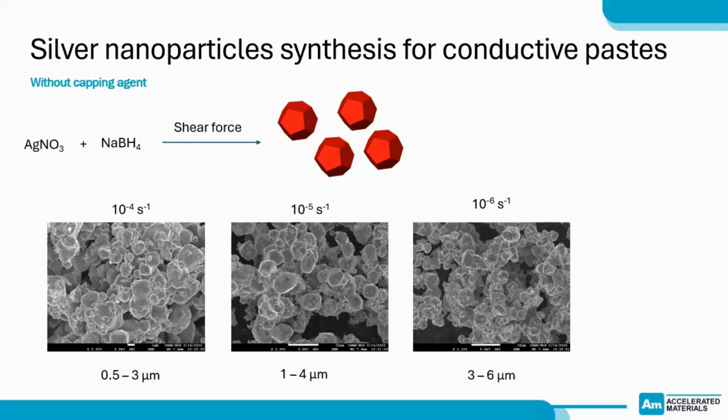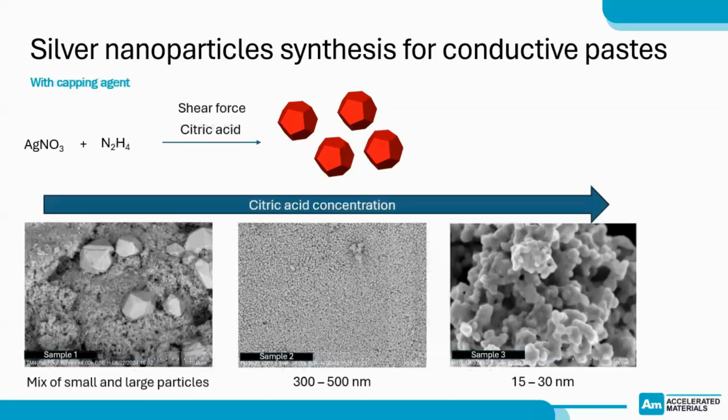In the middle range, we get slightly bigger nanoparticles and a somewhat broader particle size distribution. And if you have a high shear rate, that can probably promote better crystallization, and you can get 3 to 6 micrometer particles. And this is again without adding any capping agent, so you can still control the particle size.